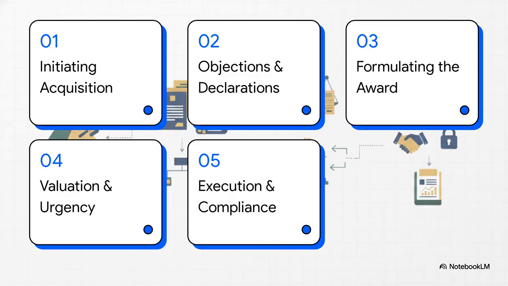Right. So here is our statutory roadmap for today. We'll kick things off with initiating land acquisition, then move into objections and declarations. After that, we'll cover formulating the award, followed by valuation and urgency procedures, and wrap up with execution and audit compliance. This flows exactly how you'll encounter it in the real world.